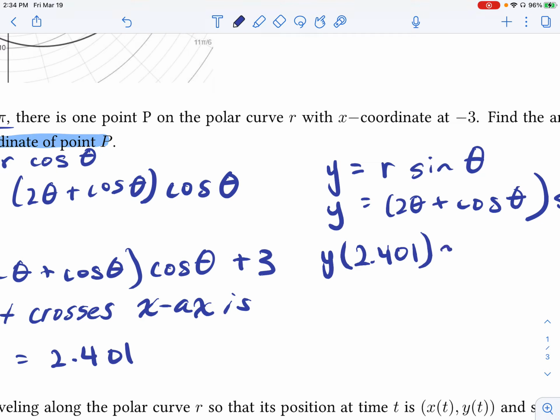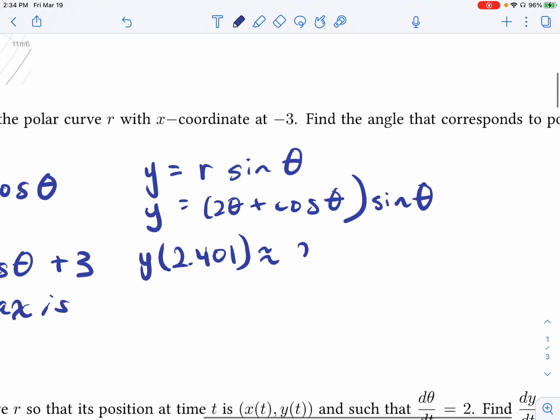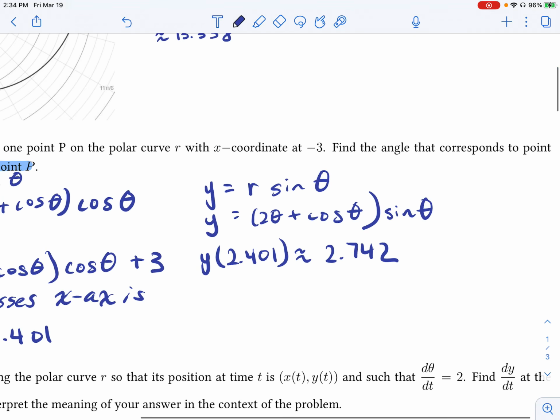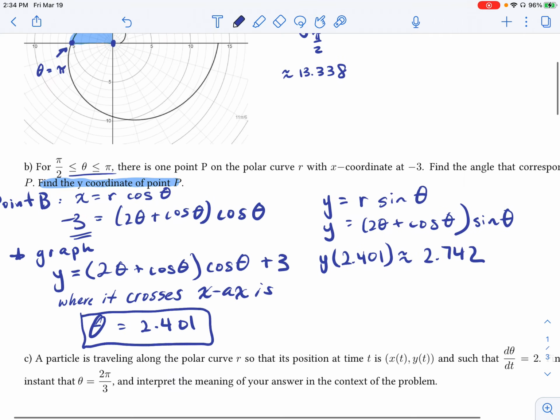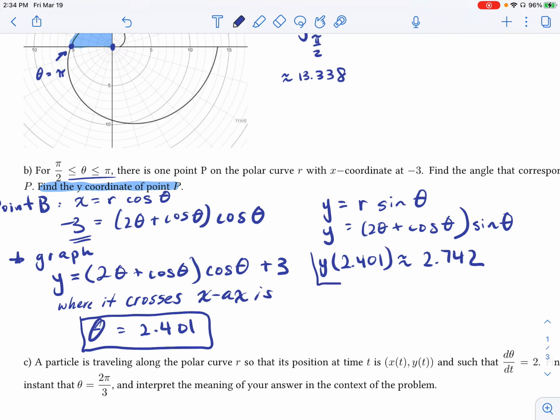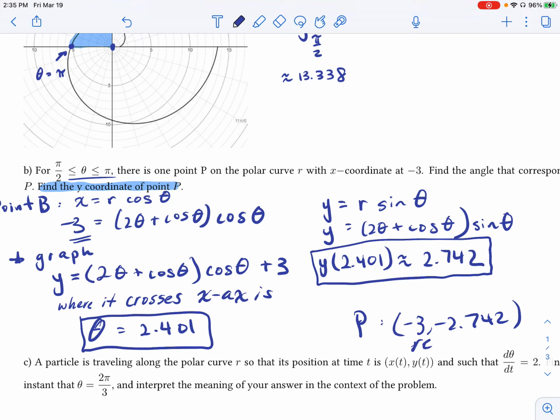And we should get approximately 2.742. And you can do this a number of ways. You could just go ahead and use a table feature, or you could just evaluate it by plugging in. It's up to you. But what we've just done is we found the angle theta. So the point P is when our angle is equal to 2.401, and we found the y value when x is equal to -3. In other words, P, if we express in terms of its rectangular coordinates, would be -3, -2.742. That would be its rectangular coordinate.